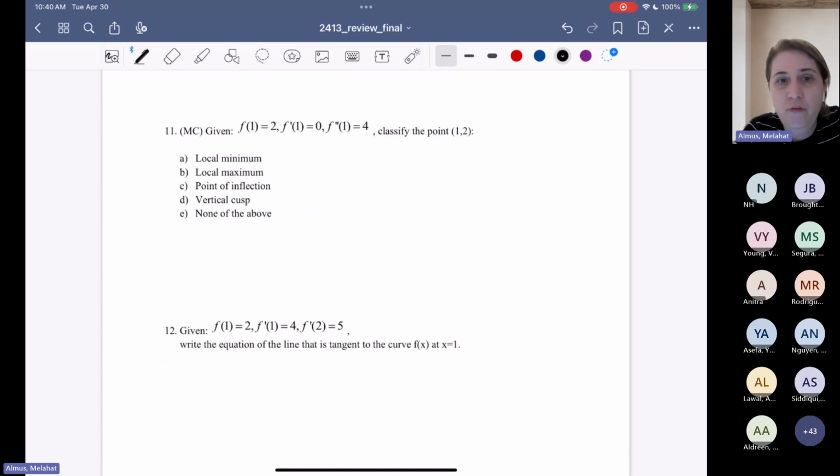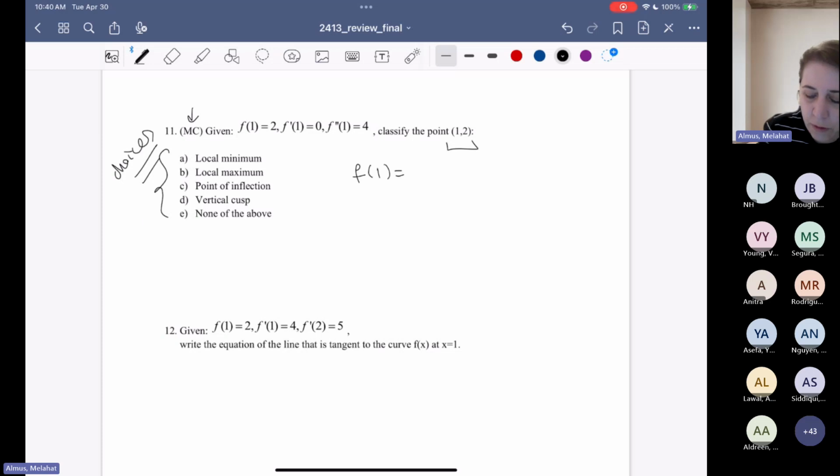Here I have a multiple choice question. MC means multiple choice, so these are your choices. That's what I mean, so that you don't consider them as separate problems. Let's say you have some information about f and you want to classify this point 1, 2. What you know is f of 1 equals 2, f prime of 1 equals 0, and f double prime at 1 equals 4. What does this mean for us?